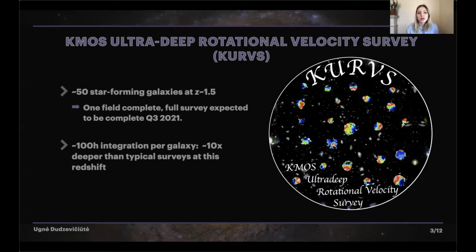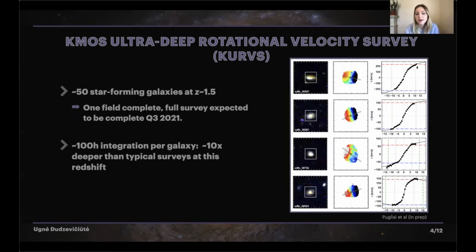The sample is split into two fields, CDFS and COSMOS. The CDFS field is now complete, and we expect COSMOS observations to be completed by the end of this year. Each galaxy in the sample has around 100 hours of integration time, which is around 10 times deeper than typical surveys at this redshift. So we are expecting to probe outer regions in quite a bit of detail.